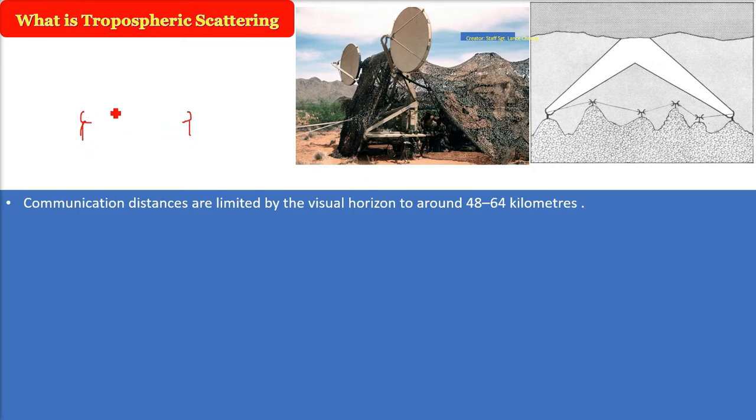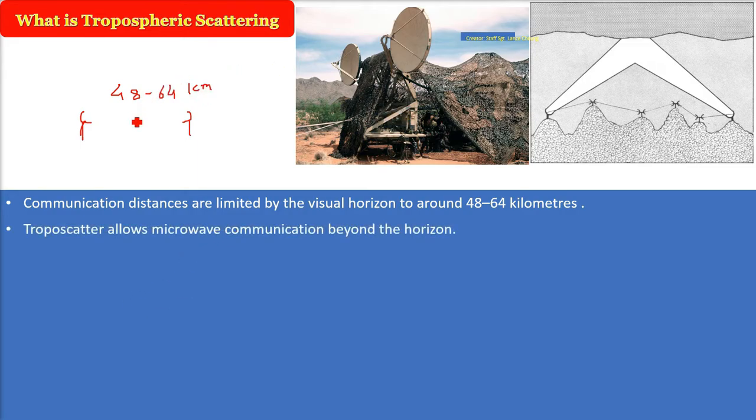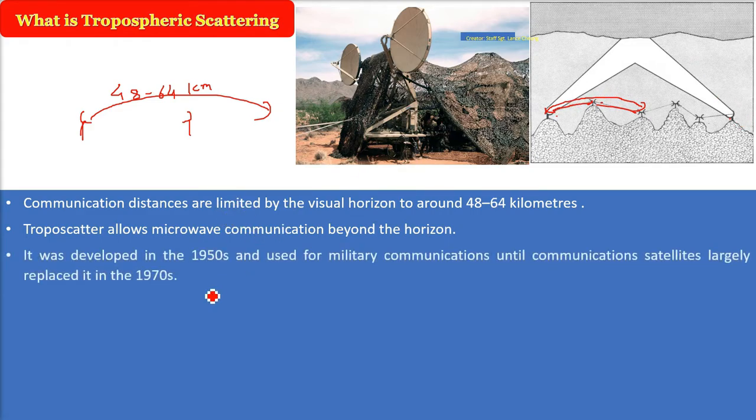We are not talking about when the receiver is not in our view. Here comes the troposcatter. Troposcatter allows microwave communication beyond the horizon, that is, beyond the point where you can see. So these are different: line of sight between receiver and transmitter, but what about when you don't have a line of sight? This kind of communication is called troposcatter, and because the energy received is very little, receiver sensitivity and other parameters play a very vital role.